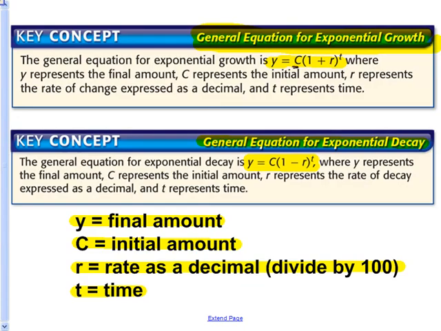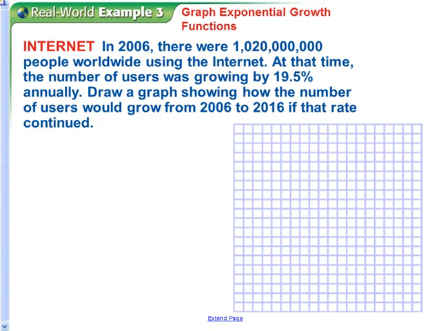So we start with our initial amount, 1 plus our rate raised to t. So coming back here, we say our initial amount is this 1,020,000,000 times 1 plus our rate because it's increasing. If it was decreasing, we'd do minus. But we need to do our rate as a decimal, so you would divide that by 100. So it'd be 0.195 raised to t. Okay, that's what we're going to be graphing. So let's put this into our calculator.